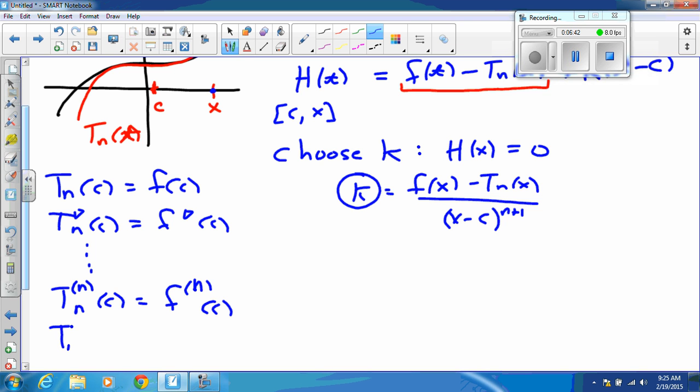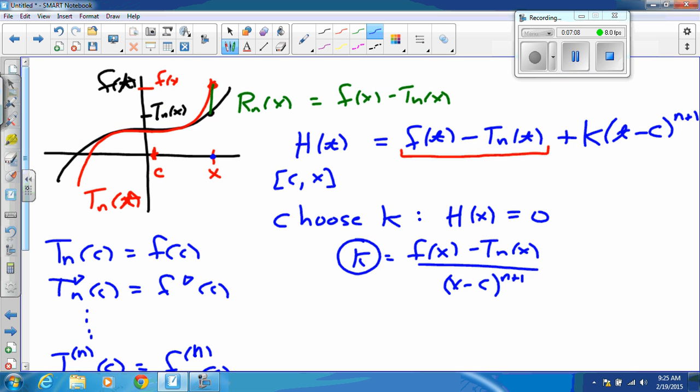But sadly, when I take the n plus 1th derivative of my Taylor polynomial at any value of x, I get 0, because it is an n-degree polynomial. If I take n derivatives, I get down to a constant, and then take the derivative one more time, 0. So this is the way that we constructed our Taylor polynomial to begin with.